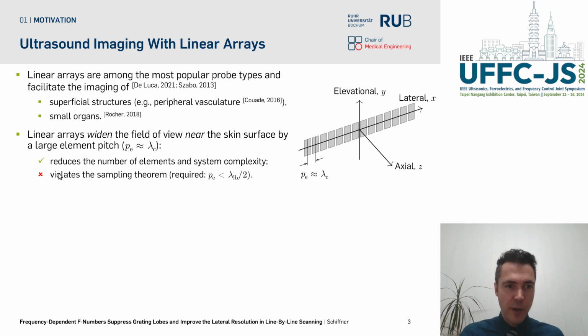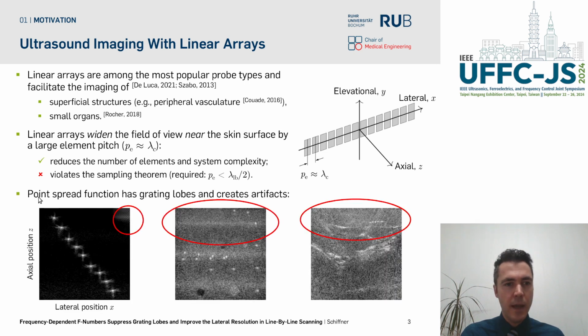This element pitch, however, also violates the sampling theorem, which requires the element pitch to be smaller than the smallest wavelength over 2. As a result, the point spread function has grating lobes and creates artifacts. These artifacts, as shown below, usually arise close to the linear array.